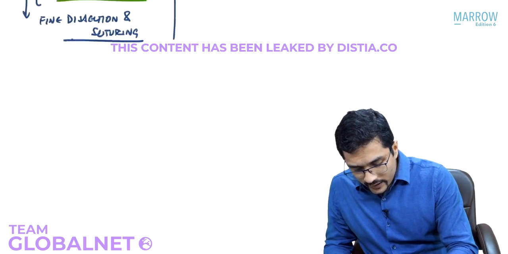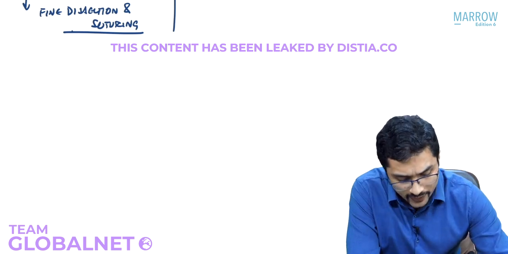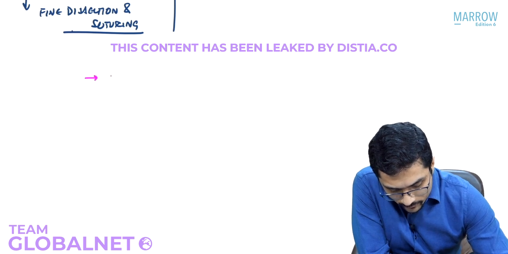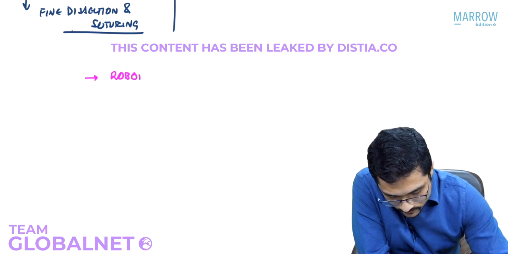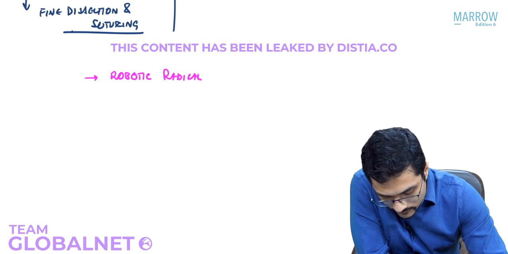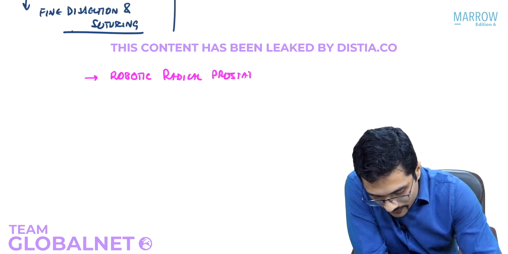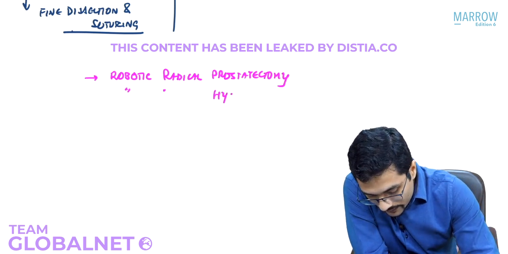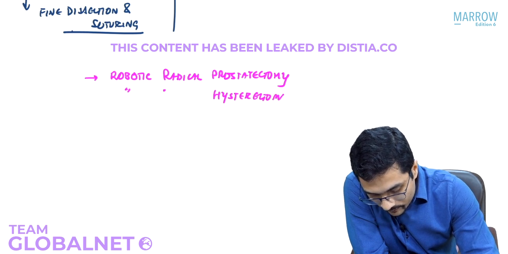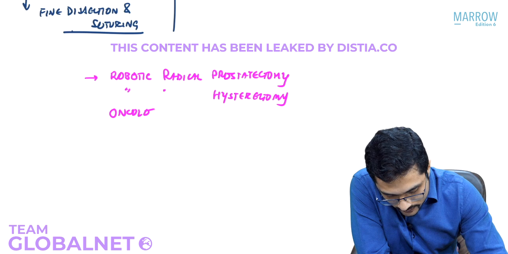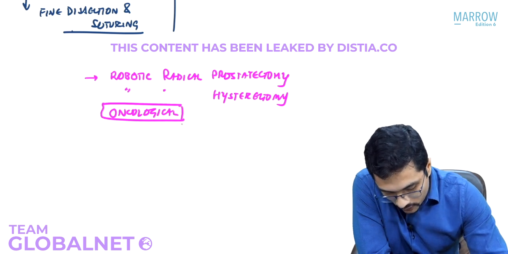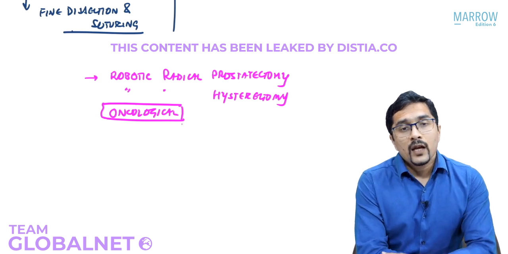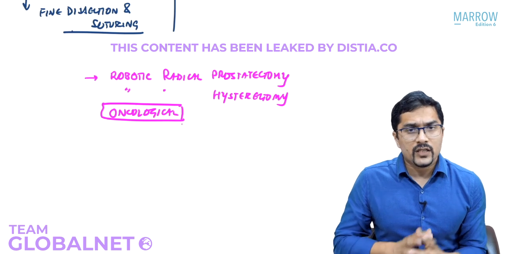Now, robotic surgery is not feasible for all procedures. So where are we using robots these days? Robotic surgery is being used for robotic radical prostatectomies. Robotic radical prostatectomy is one of the surgeries where they found out that robotic surgery is actually better. Then robotic radical hysterectomies or pelvic surgery is being done. A lot of oncological surgeries are being carried out using robots because you get fine dissection and fine suturing through the robotic arm. So this was regarding the module on minimally invasive surgery.